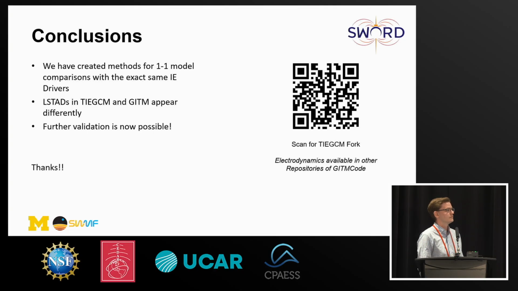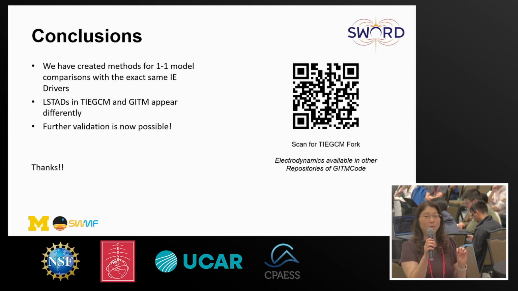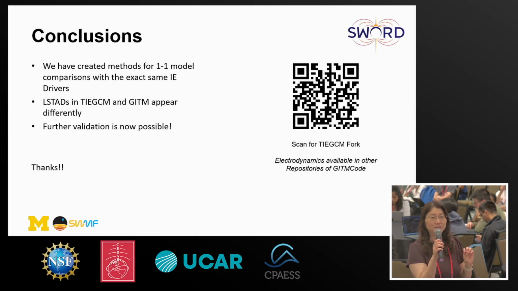Oh, thank you. You mentioned interhemispheric asymmetry. GITM shows a little bit higher interhemispheric asymmetry than the other models. What is exactly the reason for this happening?